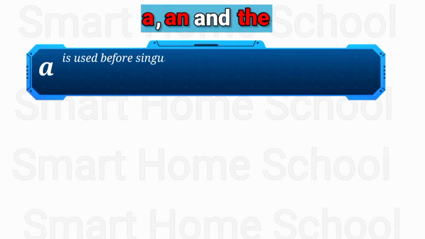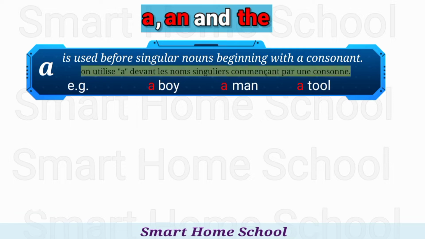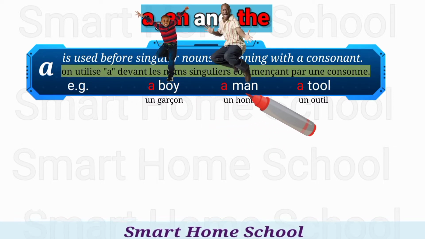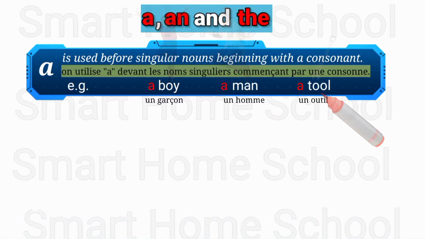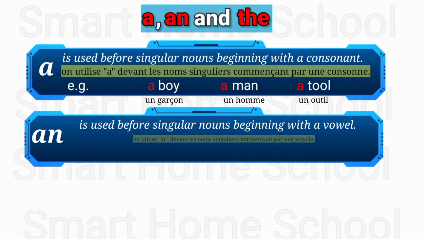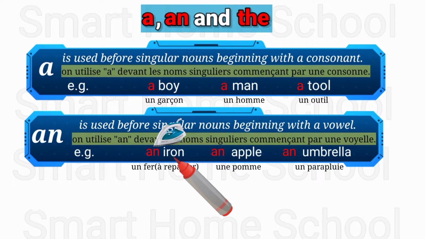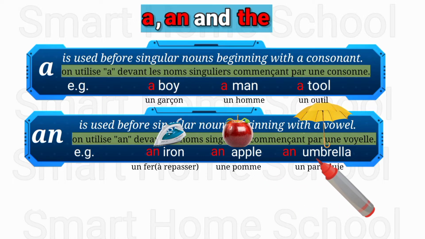A, an, and the. A is used before singular nouns beginning with a consonant. Let's look at the examples. A boy, a man, a tool. But an is used before singular nouns beginning with a vowel. Example: an iron, an apple, an umbrella.